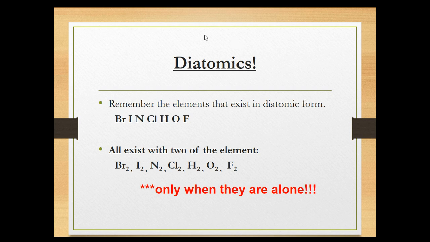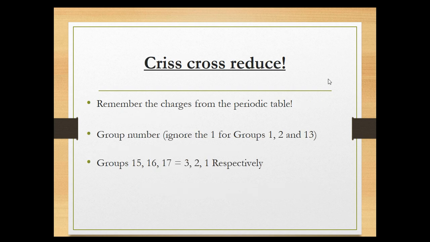Just a reminder, in order to do this, you have to remember your diatomics, which is your Brinkelhoffs. When they are alone, these guys have to have a subscript of 2, only when they are alone. And then we're going to use the crisscross reduce method using the charges, and I reviewed this back in the part 1 video.